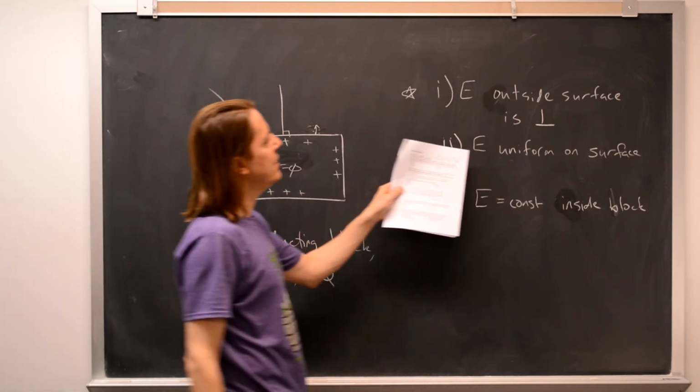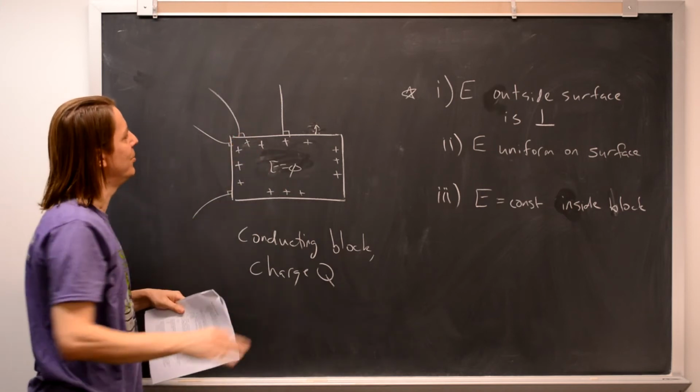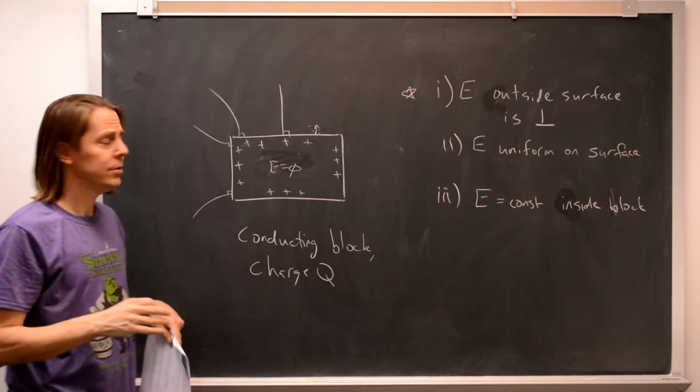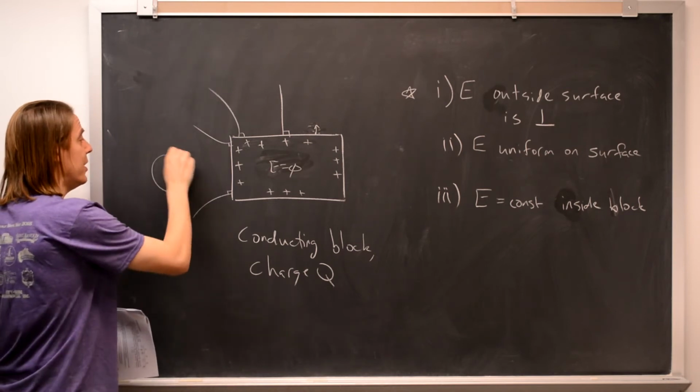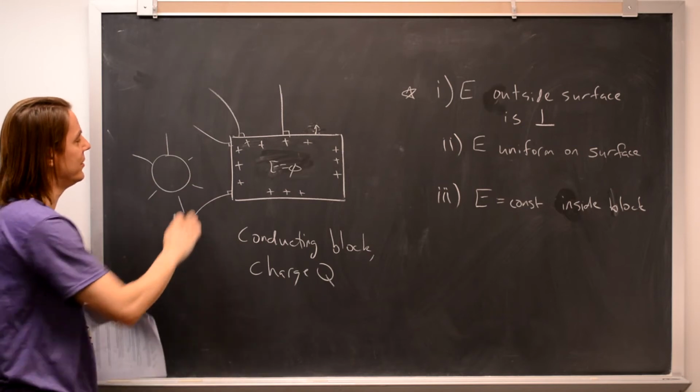This next one says the E field is uniform on the surface. So parallel is fine, but does it always have the same magnitude on the surface? And that's actually not true. That's true for a sphere, because everything is nice and symmetric. So everywhere you go, the field lines would have the same density.